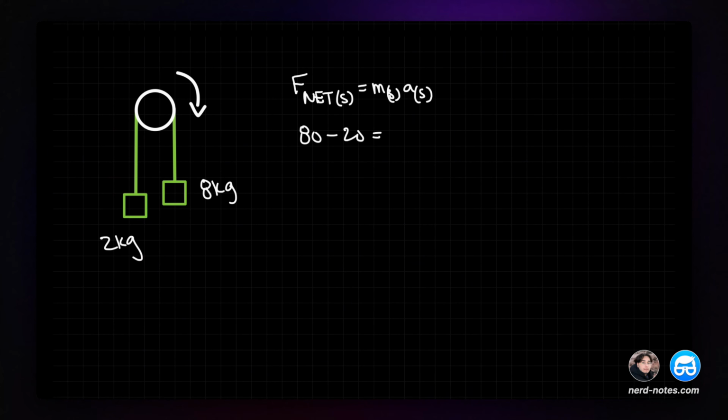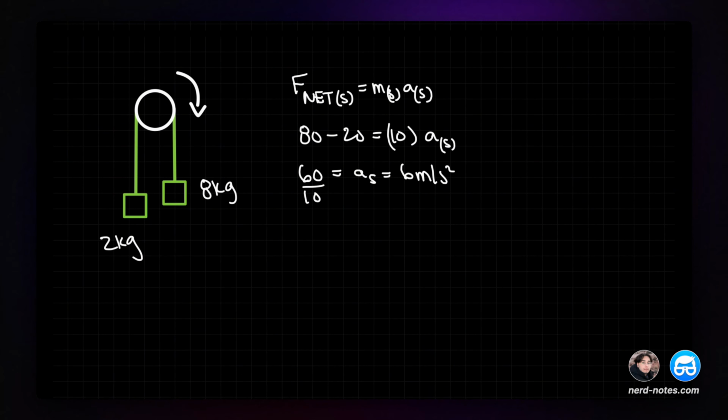The mass of the system is going to be 8 plus 2, which is going to be 10 kgs, times the acceleration of the system. And that's pretty much it. Go ahead and simplify that. 80 minus 20 is 60. We can divide both sides by 10, and the acceleration of the system is going to be equal to 6 meters per second squared. And you can honestly probably just do that in your head.